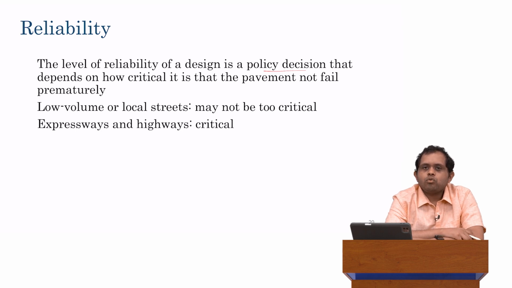For example, low volume roads, local streets, maybe those are not very important roads. You don't need them to be very reliable. It may be okay if they actually fail maybe 50% or 30% of the time. Whereas for major roads, expressways or highways, that is not acceptable at all. We may want the reliability to be 90-95%, so that we will basically not tolerate a large amount of distresses developing on the road.